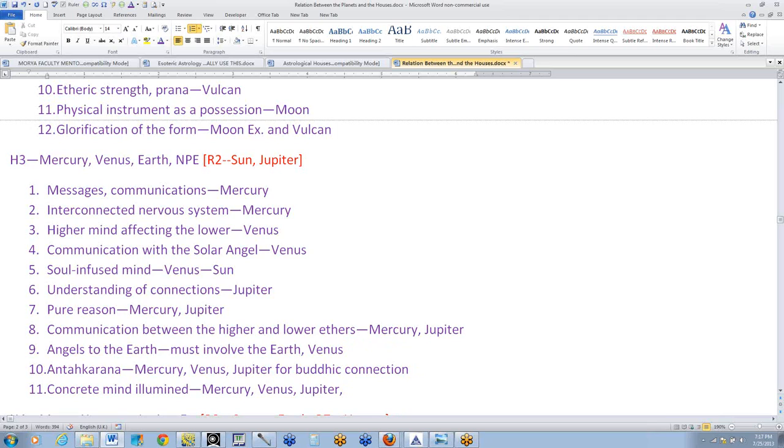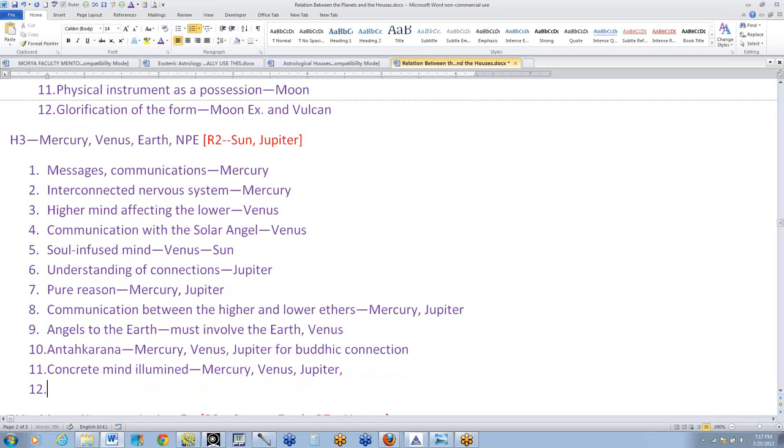All right, and the general ray 2 quality is, we can call it this way, the mind that is in Christ. It has to do with loving mind, so especially Venus and the Sun, and also benevolent Jupiter.